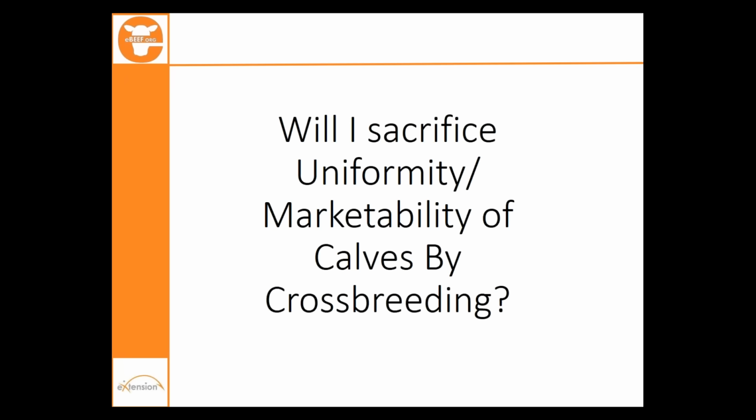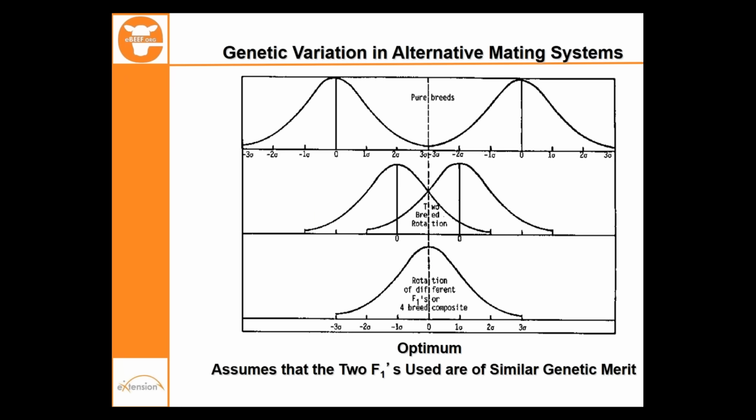So let's kind of start with the first one. Will I sacrifice uniformity or marketability of calves by adopting a crossbreeding system? Yeah, great question, Megan. And I think this is a chart that has been around for a long time, produced again by the Meat Animal Research Center, that looks at the differences in variation between progeny produced in different mating systems. So we'll start at the very top, and this represents maybe two breeds that are divergent for a trait.